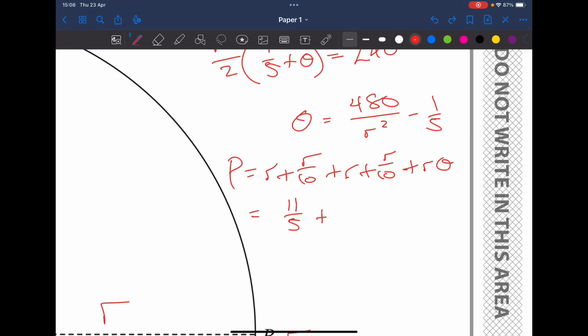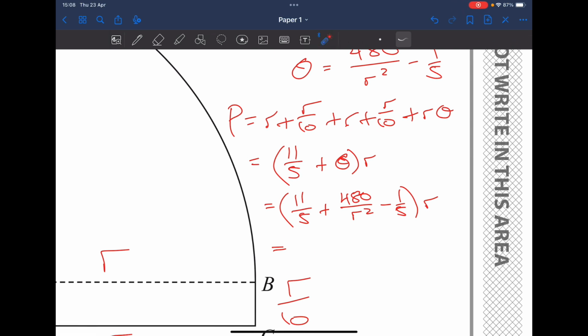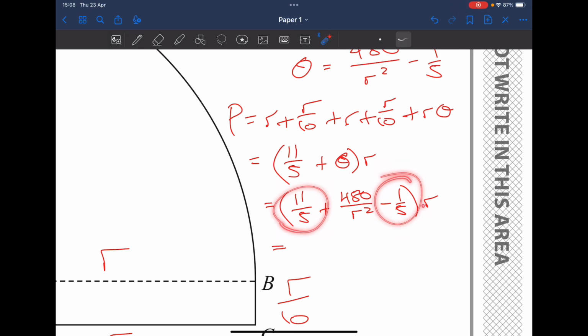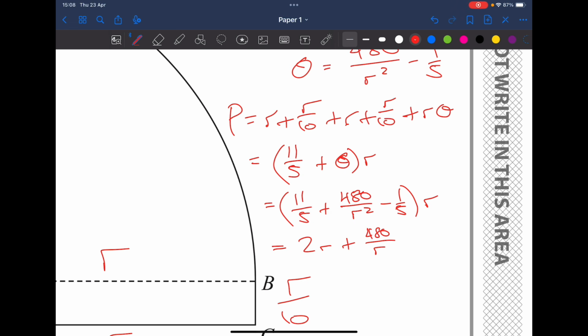Oh, I'm putting a theta. Yeah, I'll put a theta there for now and then we'll put that in the next line. That's all times by r. Let's plug in those values then. So 11 over 5 is 11 over 5. But theta, that is 480 over the r squared, and we'll take away that fifth. So again, this fifth has been quite nice actually, because you can see that the 11 fifths and the 1/5 make 2. So I've got 2 in the brackets. I'll expand the brackets as well. So 2 times r, and then the 480 is over the r.